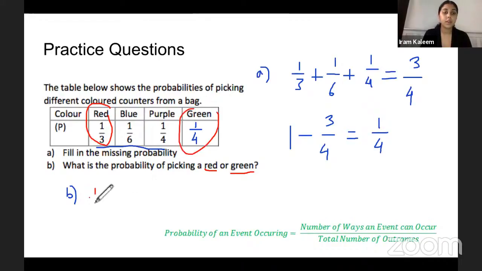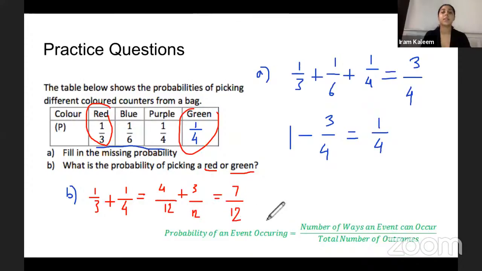So 1/3 plus 1/4. You add those together. Let's make the denominator the same. So you get 7/12 if you add those probabilities together. And that's the probability of picking a red or green. So well done if you got any of those, especially if you managed to get the second part of the question, because it's not as straightforward.